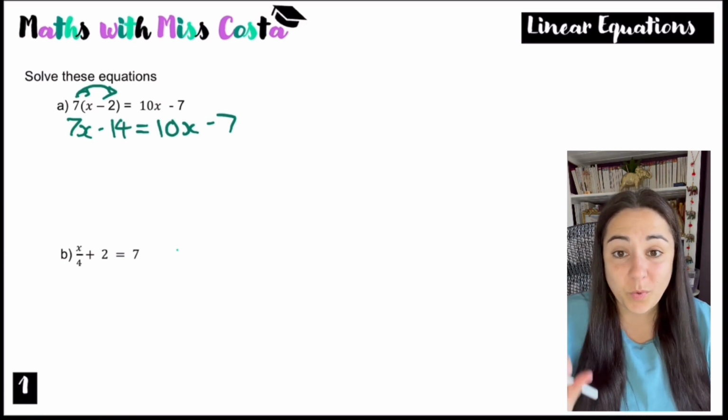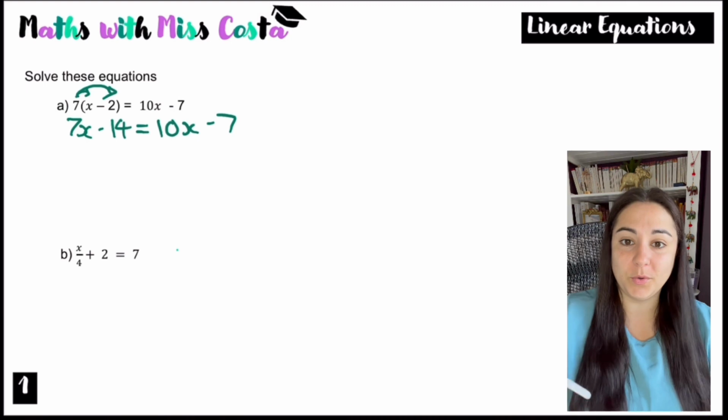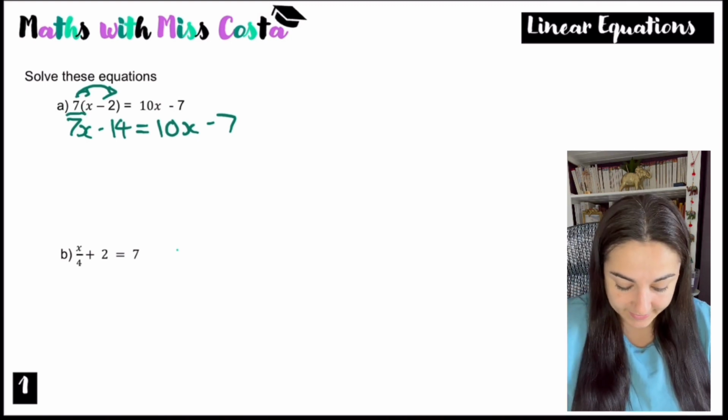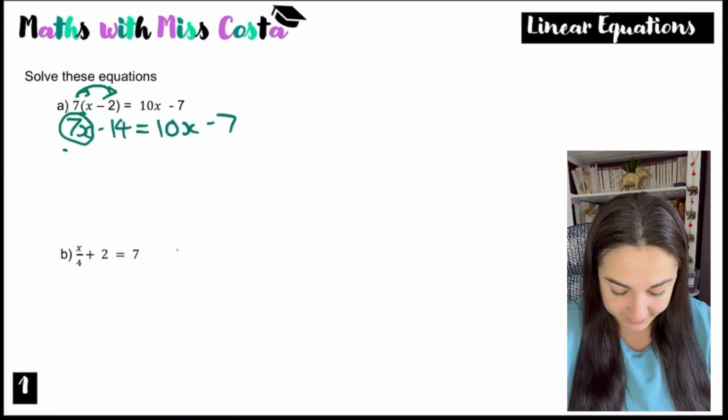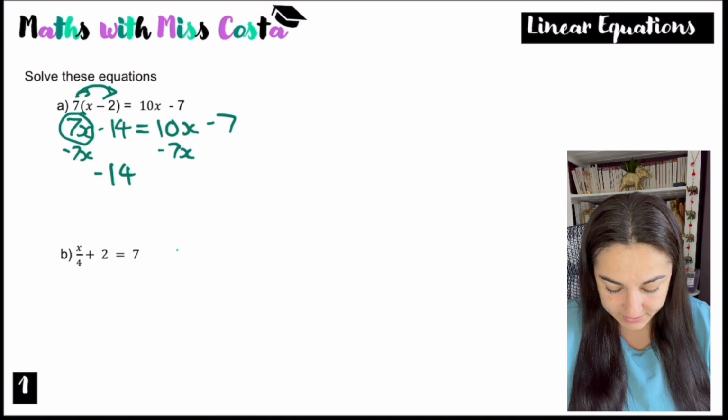So when you've got variables on both sides, you always choose the smallest one. So in this case, 7x, and you just subtract it from both sides to keep the equations balanced. So you take 7x from both sides, and you'd be left with -14 equals 3x, take 7.